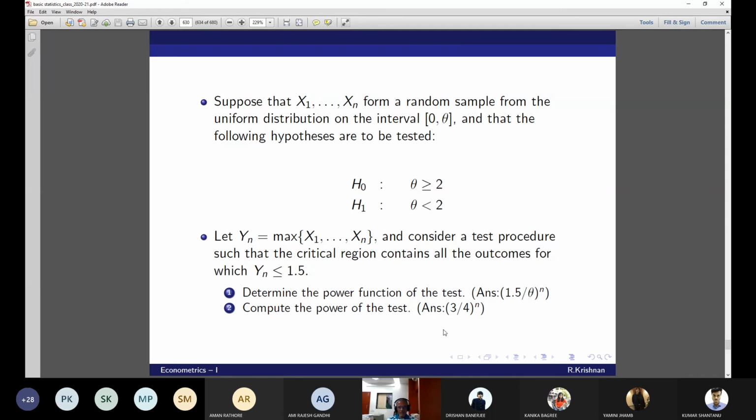Somebody asked this question. What is the power of the test now? 3 power 4, 3 by 4 power n. Your n is reasonably large. That will be the significance level.